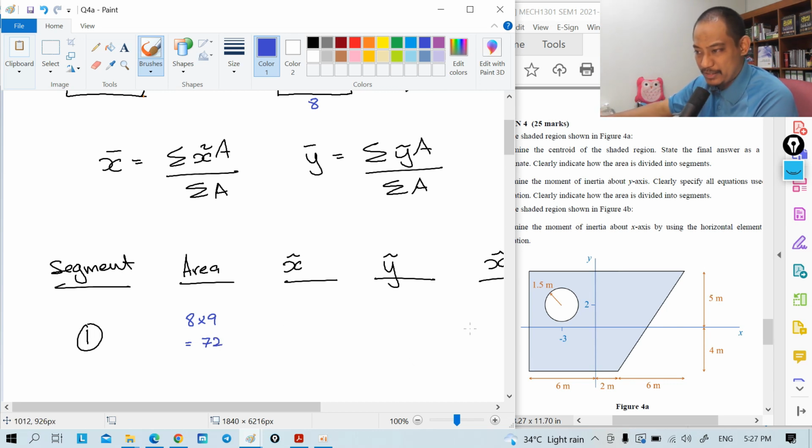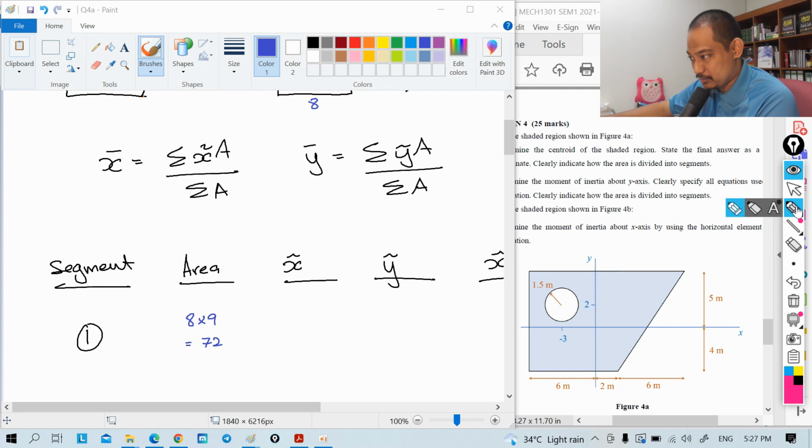Okay, what about the x bar? This is the x coordinate, right? So for the rectangle like this, if I divide like this, you can see the center of this rectangle is somewhere there, at the middle. So the coordinate should be from the origin, right? Because the whole thing is 8, it should be 4 and 4. If you divide this and this, it's 4 and 4. But the x coordinate should be here, right?